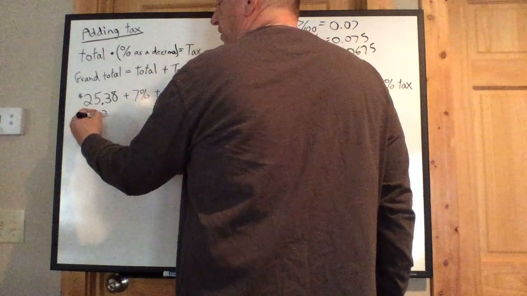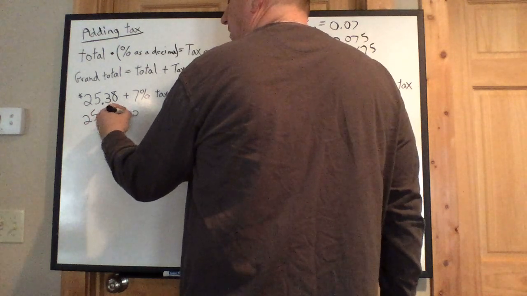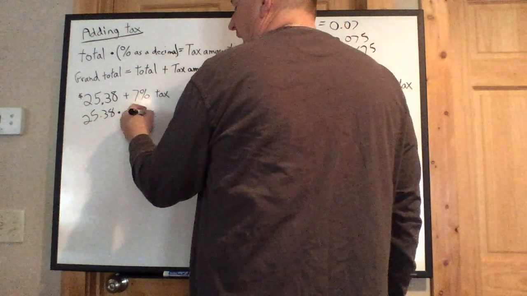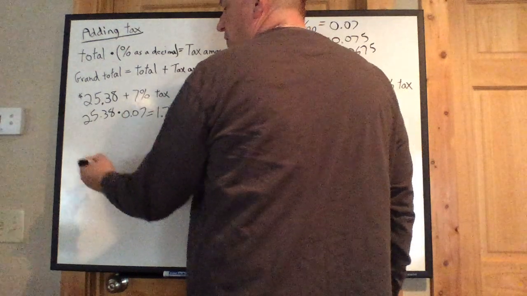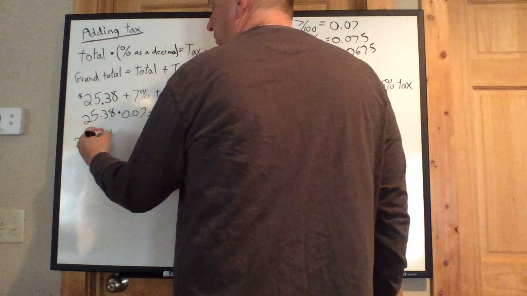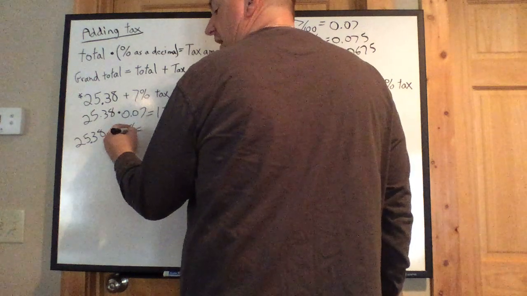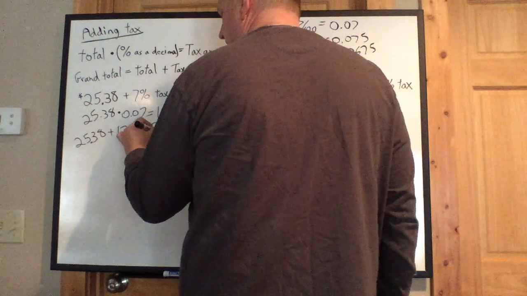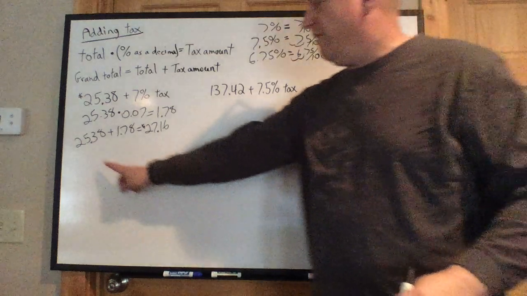So now that I know what this is, I have $25.38 times 0.07. When I do the arithmetic on that, I get $1.78. So now I have my total of $25.38 plus my tax of $1.78 gives me a grand total of $27.16. So that's how much the total would be after I've added my taxes in. The subtotal before taxes plus the tax gives me the grand total.